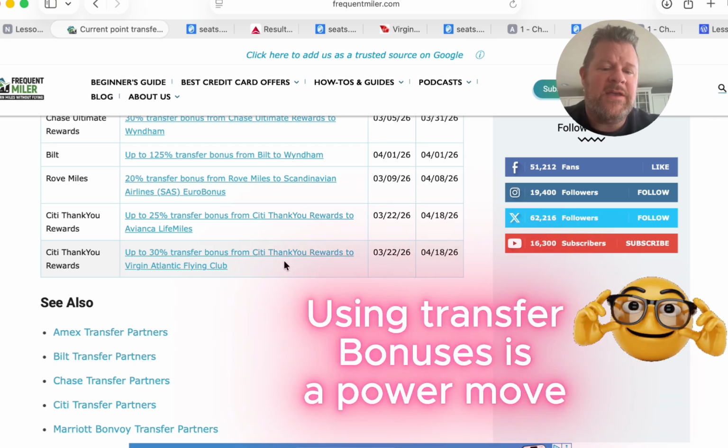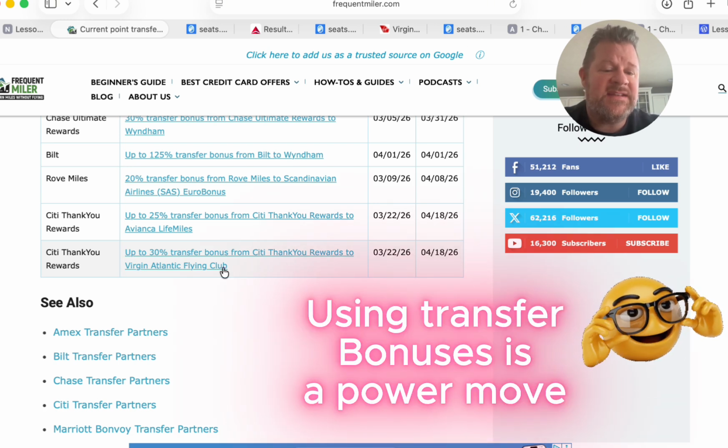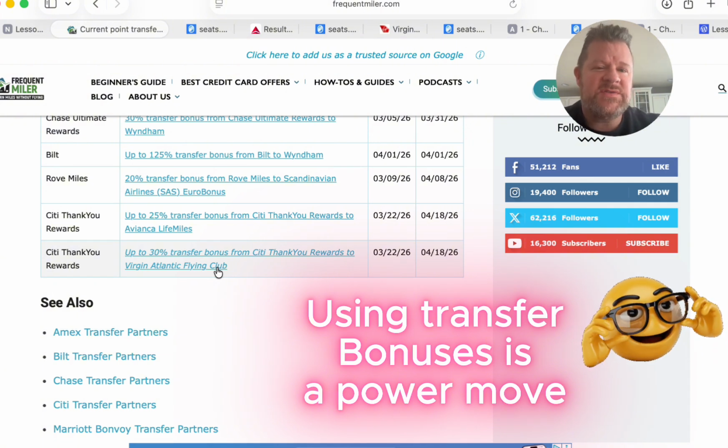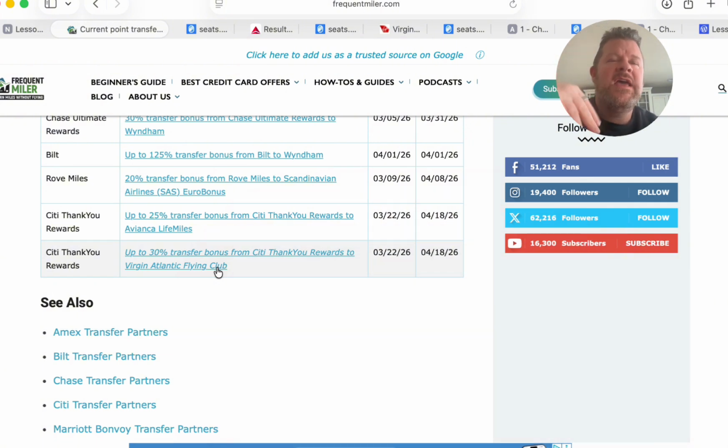But then also, if you transfer any miles up from Citi over to the Atlantic Flying Club, you're going to get a 30% bonus. So it's a really good time right now. These come up frequently, but if you were planning a trip down the road a little bit that you could use maybe Virgin Atlantic flights, this would be the way to do it.